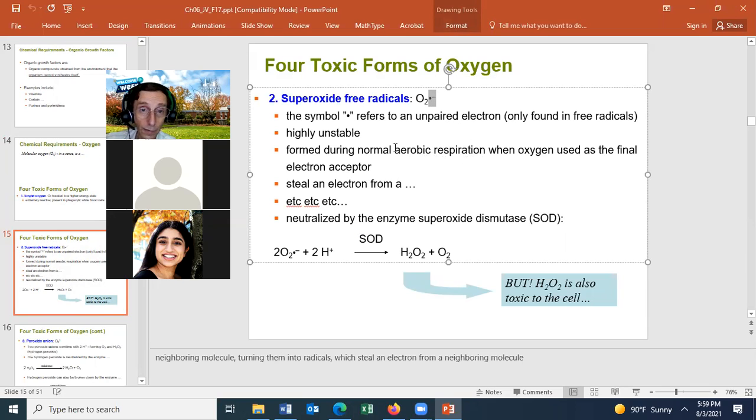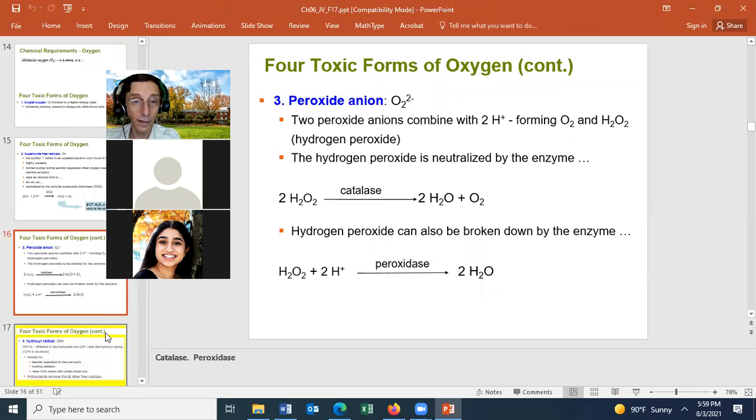Cells try to get rid of superoxide free radicals because they're reactive. And we have SOD, superoxide dismutase, which converts superoxide free radicals and hydrogen ion into hydrogen peroxide and water. Now, hydrogen peroxide is toxic to the cell, and this is the third toxic oxygen molecule. A peroxide ion, such as right here, or hydrogen peroxide right here.